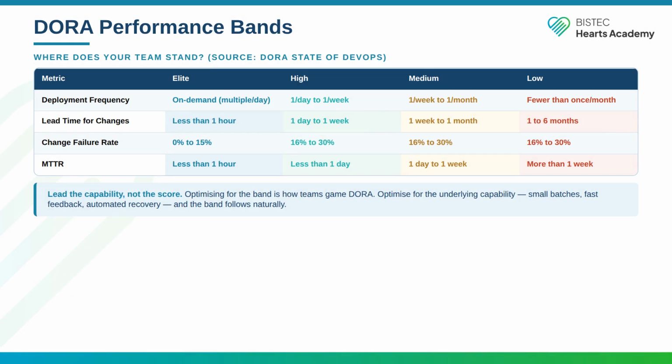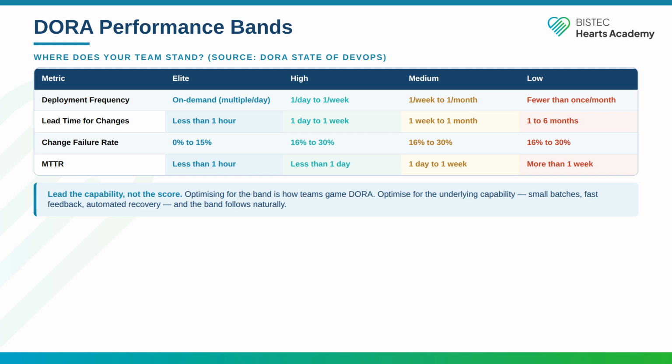The 4 metrics segment teams into 4 performance bands: low, medium, high, and elite. Elite teams deploy on demand, often multiple times per day. Their lead time is under an hour. Their change failure rate is below 15%. When something breaks, they recover in under an hour.